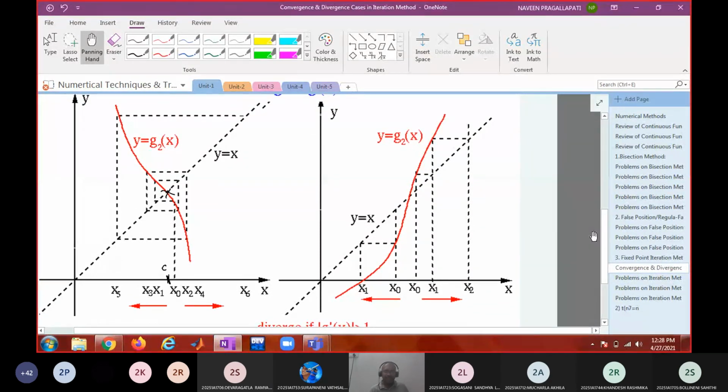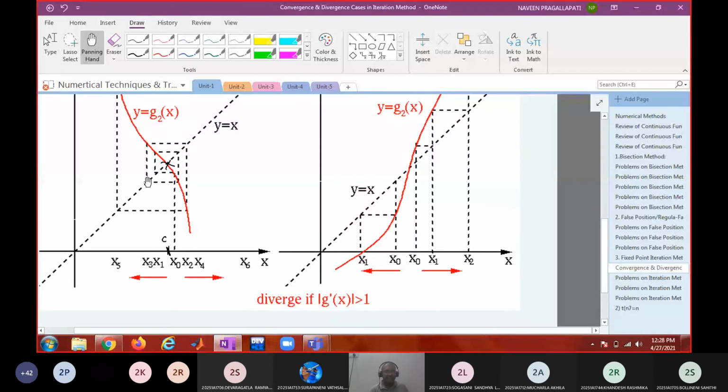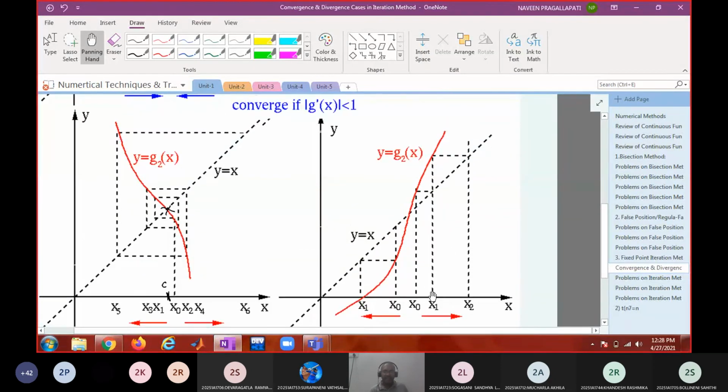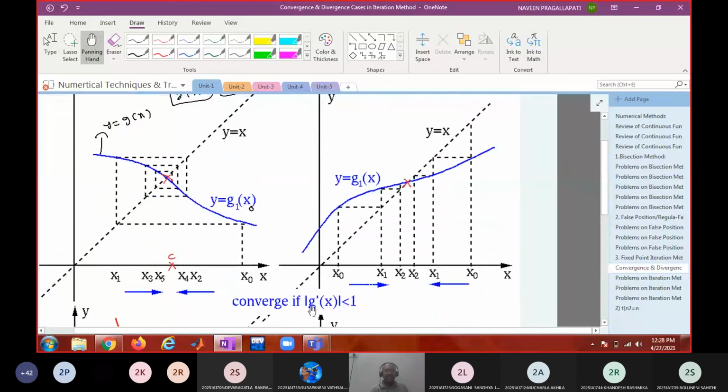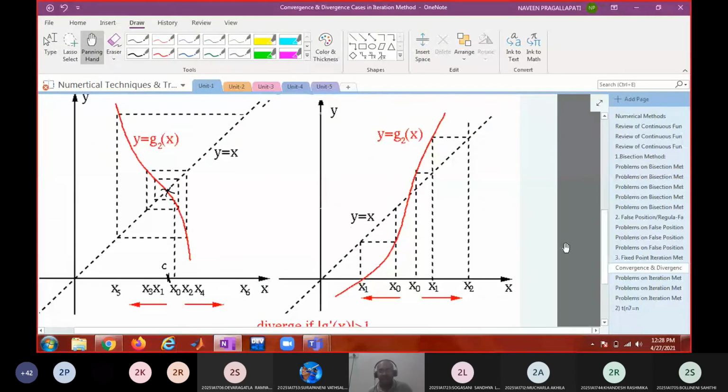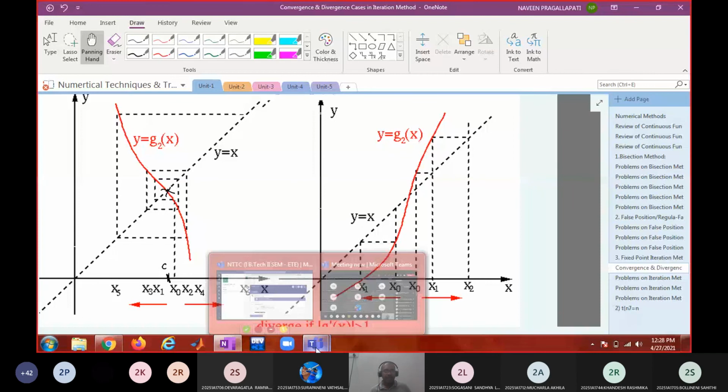Because the modulus of the derivative is greater than 1, the sequence is diverging. Here also you see the sequence is diverging. x0, x1, x2, x3 are not coming closer to the root. So as long as these conditions are satisfied, the sequence guarantees convergence. If the derivative is not less than 1, the sequence may or may not be convergent. In the next class we'll do problems based on this.